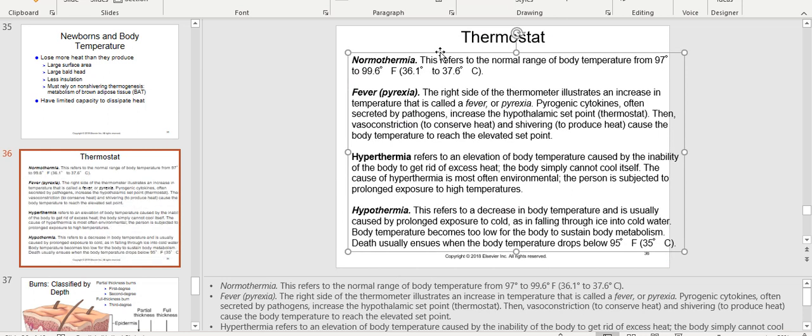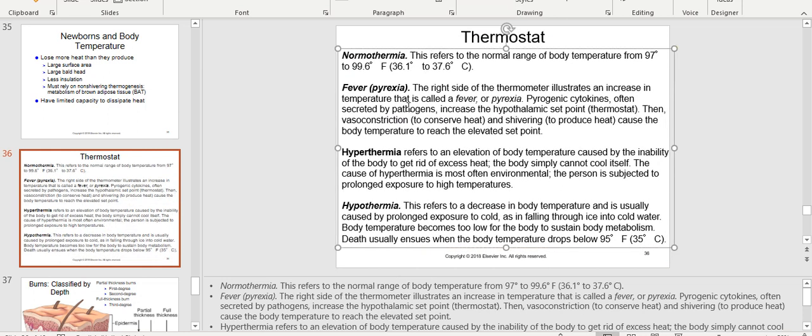And here are some more definitions for you, okay? You guys can have a look at these: normothermia, fever, hyperthermia, hypothermia. These are your thing right here.